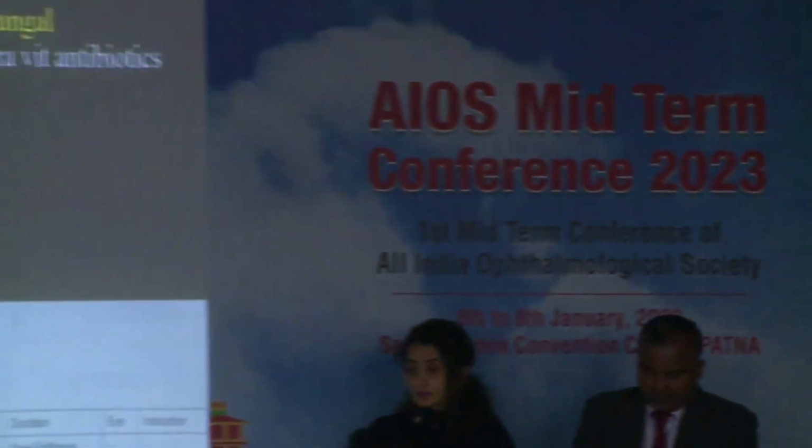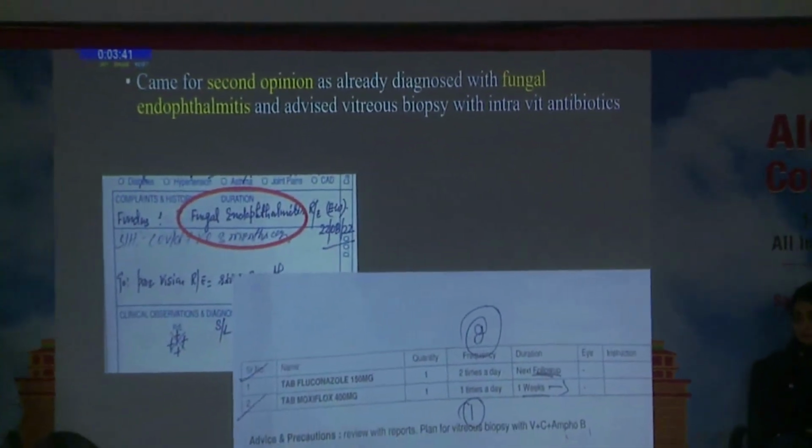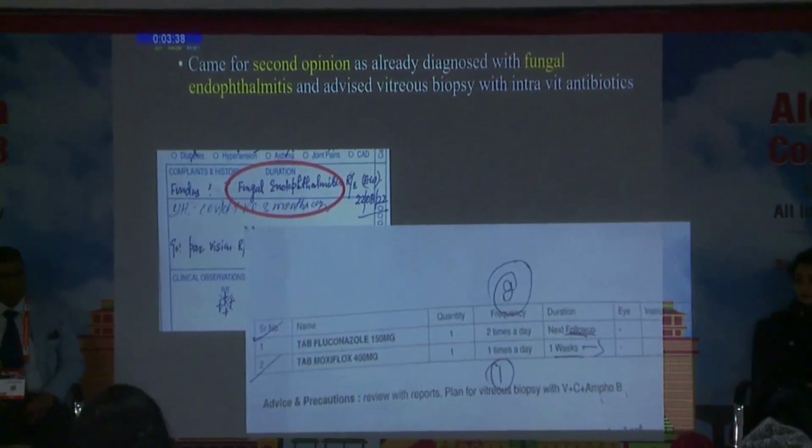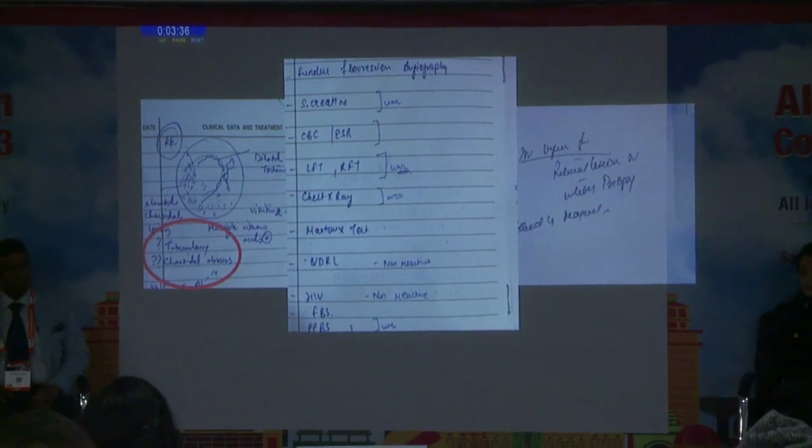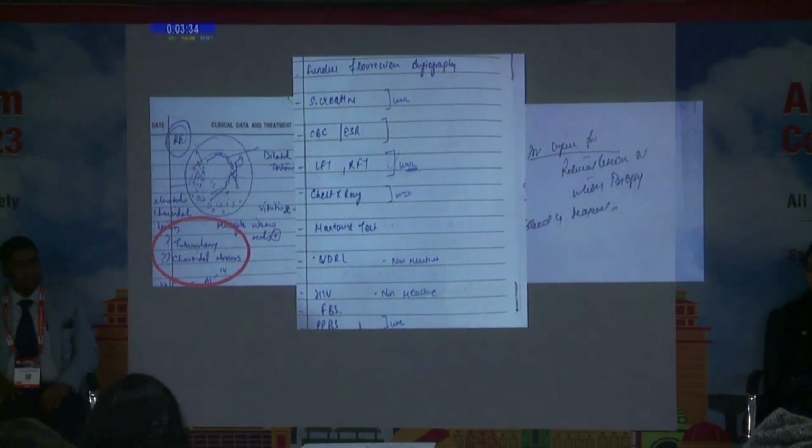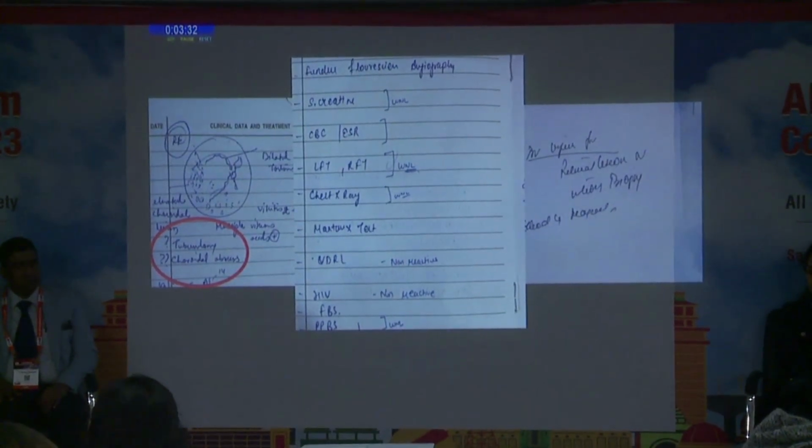Just to give you some context, he presented with gradually progressive painless blurring of vision for the past 2 months, associated with floaters. He came for a second opinion after he was advised a vitreous biopsy and intravitreal antifungals with antibiotics. There were all sorts of diagnoses on the previous slips, tuberculoma in some, or a choroidal abscess, and he underwent a battery of tests.